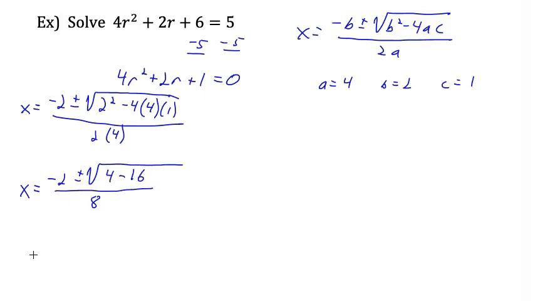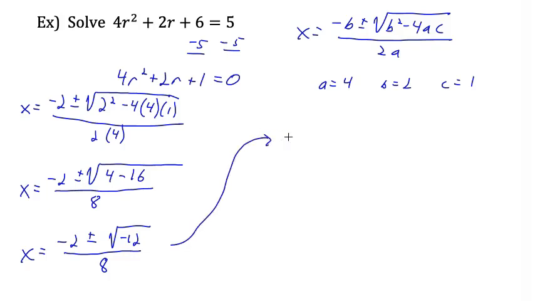Let's continue by subtracting. 4 minus 16, that's -12, all of that over 8. All right, we're a little disappointed here because we can simplify the square root of 12. So let's continue with that.